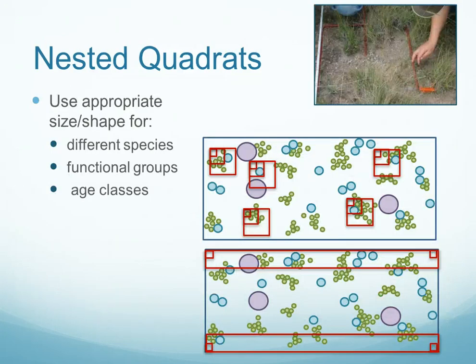Again, with nested quadrats, we use different sizes and shapes simultaneously for different species, or sometimes for different functional groups, or for different age classes. So for example, in this bottom diagram, if we were interested in seedlings, we would count seedlings only in the smaller quadrats. We would count saplings or juveniles in the belt transects, and then adults in the larger plots.